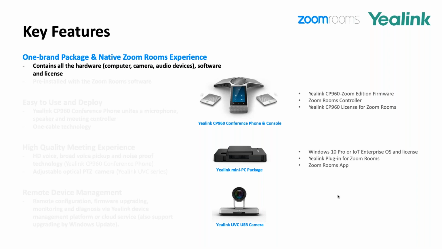So starting first by looking at one brand packaging and a native Zoom room experience, the CP960 that comes with the bundles with the UVC30, 50, and 80, it runs a Zoom-specific firmware so that the user interface and some of the features and how the phone operates out of the box is going to be in line and firmly ingrained with the Zoom platform. So there's no additional steps required to integrate the hardware to the Zoom platform, and that's by design. Same thing goes for the mini PC that comes in the solution.